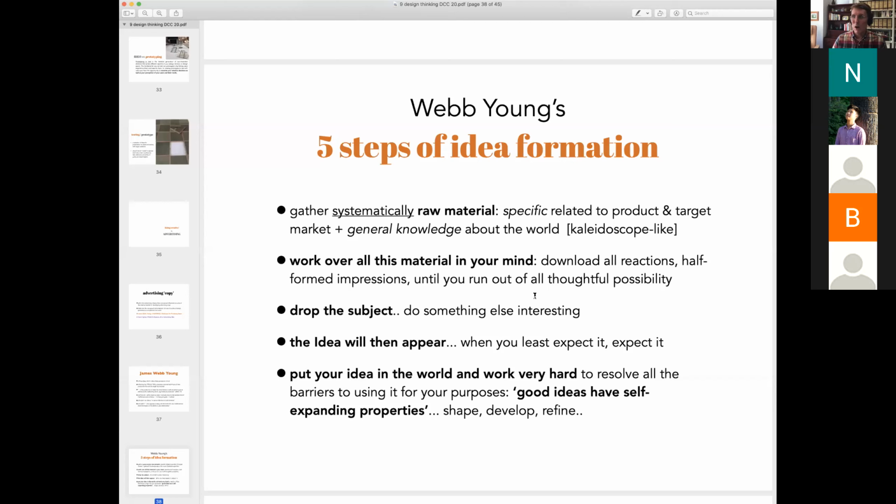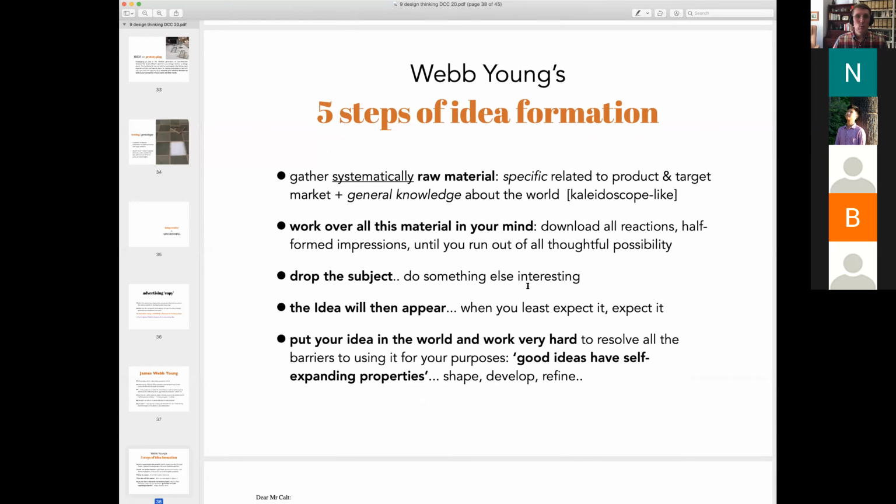Work it over in your mind, download all reactions, half-formed impressions, till you run out of thoughtful possibility. Drop the subject, go and do something else interesting, okay? And then the kind of eureka moment, then the idea will appear when you least expect it. In my case, I always get my best ideas in the shower, which is always a problem, which has me come stepping out wet with a towel saying, you know, Carmi, where's a pen, where's a paper before I forget it, okay? Writing it down.